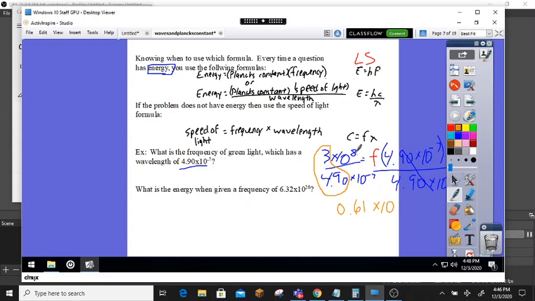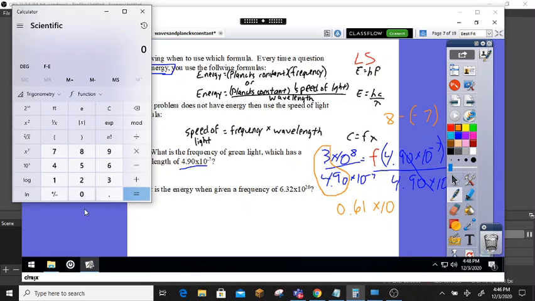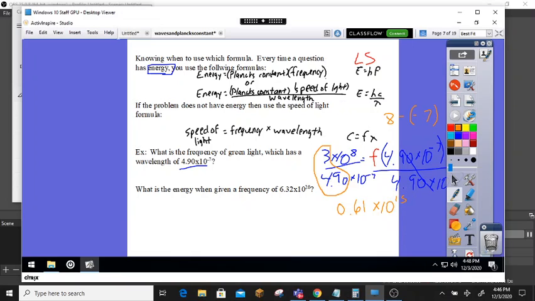The exponents, we're going to subtract them. 8 minus -7. We have a -7, so we're doing that, right? As long as you put everything in the calculator in the correct order, you will be fine. 8 minus -7, don't forget the negative sign, and I get 15. Okay. This decimal is in the wrong spot. It should be right there.